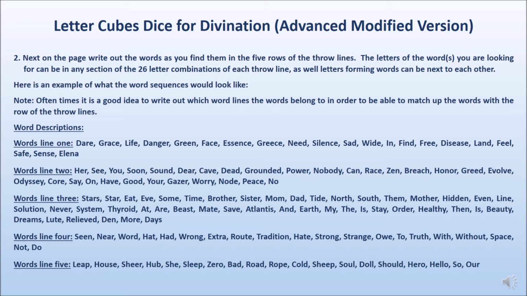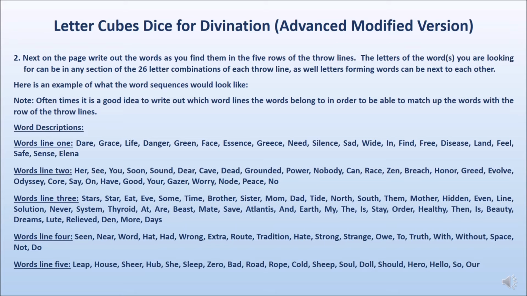And for words line 5, the words were: leap, house, sheer, hub, she, sleep, zero, bad, road, rope, cold, sheep, soul, doll, should, hero, hello, so, hour.